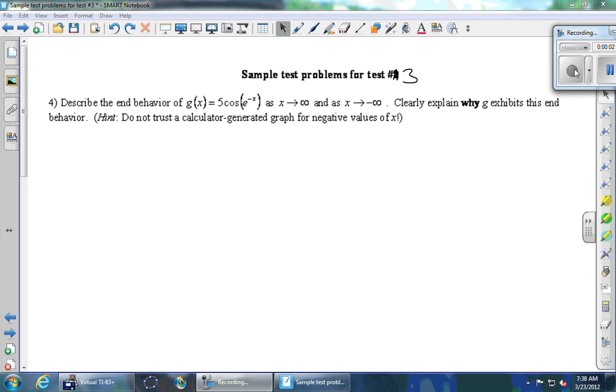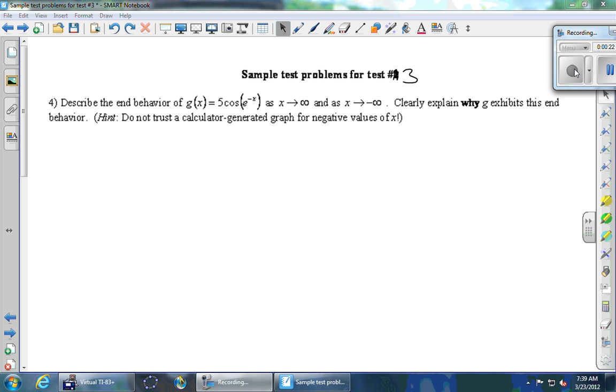This is problem number 4 from the sample test problems for test number 3. Describe the end behavior of g of x equals 5 cosine e to the minus x as x goes to infinity and as x goes to minus infinity. Clearly explain why g exhibits this end behavior. Hint, do not trust a calculator-generated graph for negative values of x.